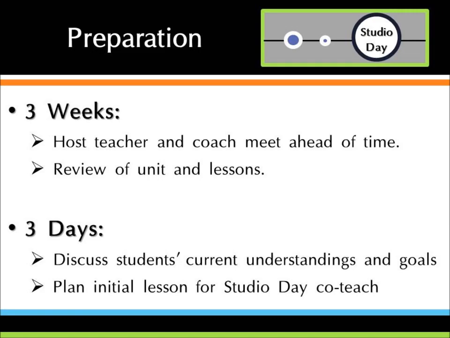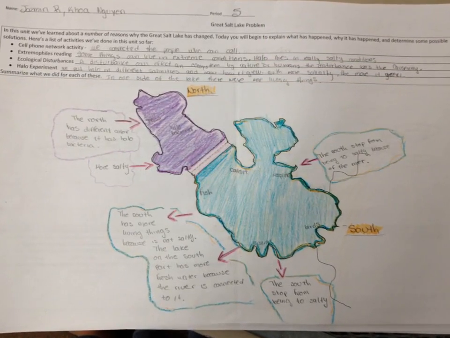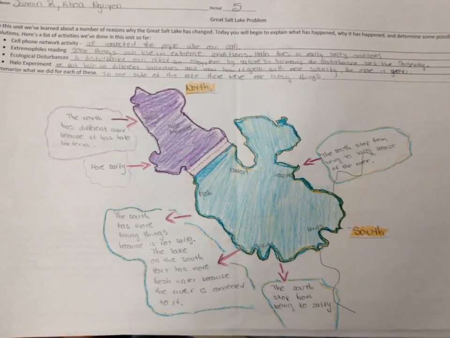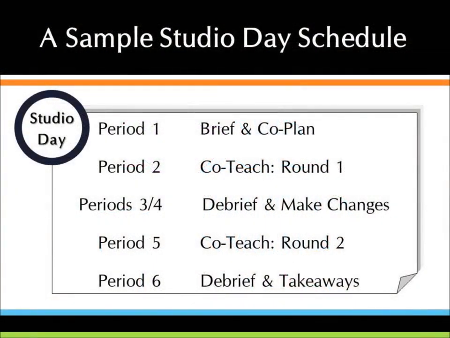3 days before the studio day, student work is evaluated to assess students' current level of understanding of the phenomenon and to set appropriate goals based on the student progress now that the unit is underway. Finally, they plan a draft of the lesson to be used during the co-teach on the studio day.